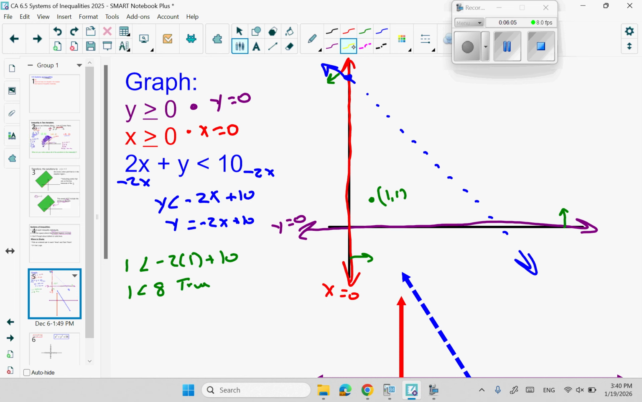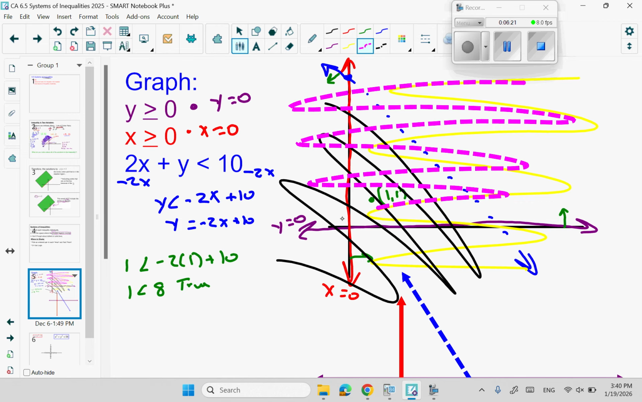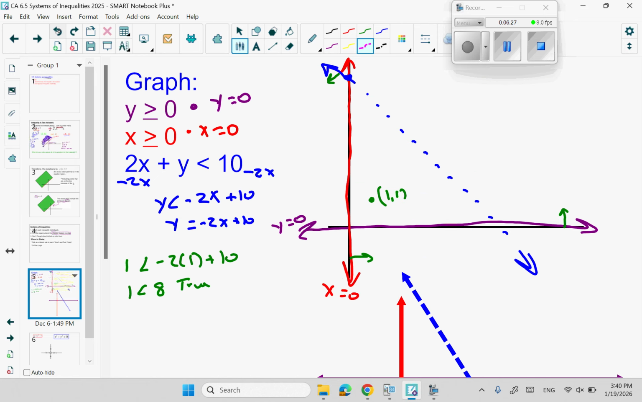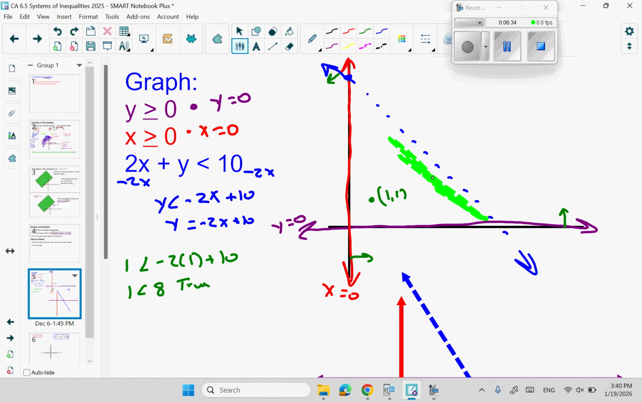So if I'm looking at each of the individual shadings, I would shade to the right for the red line. I would shade down and away for the blue line, and I would shade up for the purple. So where do all three of those shades overlap? Well, they would all overlap inside the triangle region. So the only shading I have to do is where every single shade is overlapped. So right in here.